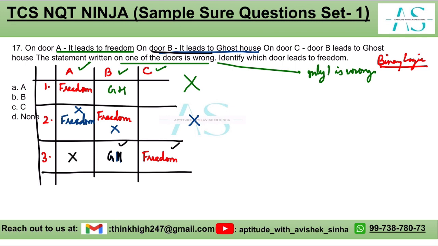So how many ticks and how many wrong? 2 ticks and 1 wrong. This can be a possible scenario. So from here we can easily answer that door C with 100% surety will be leading to freedom. Option C seems to be the correct fit here. And that is how you look at a question on binary logic. I hope this is clear to everyone.